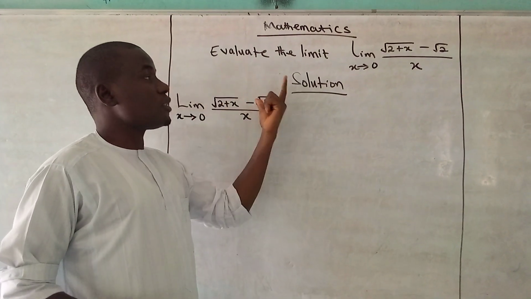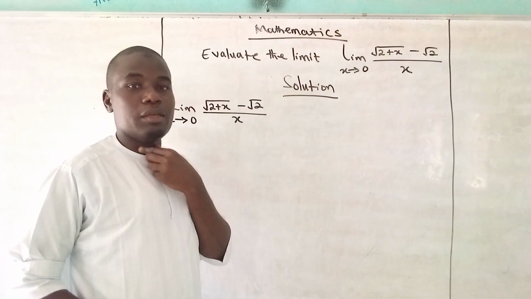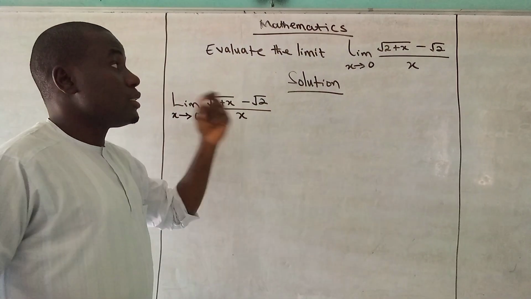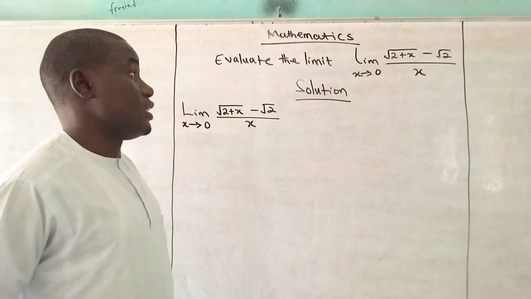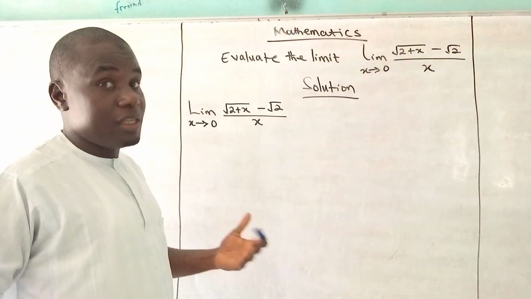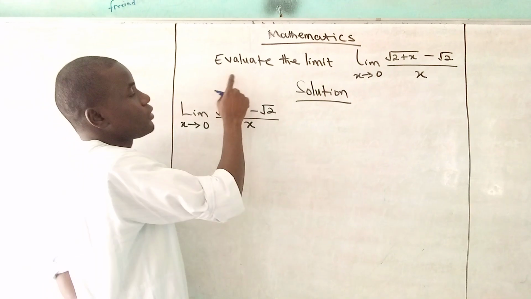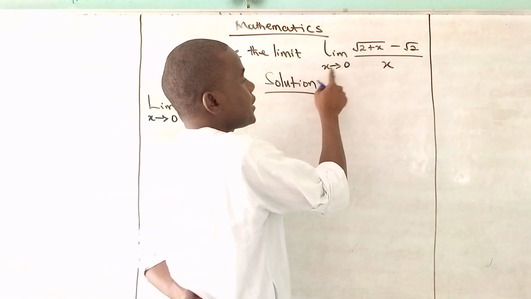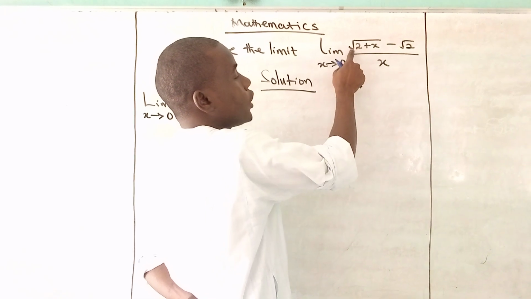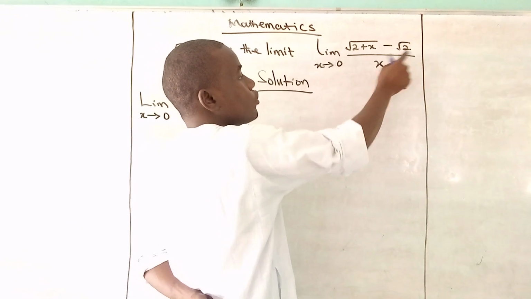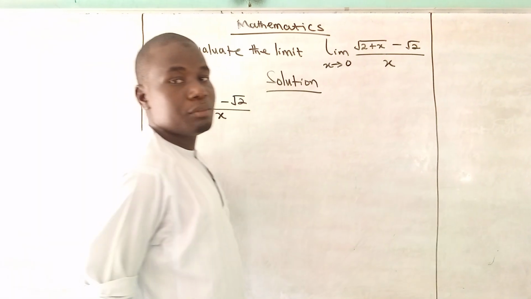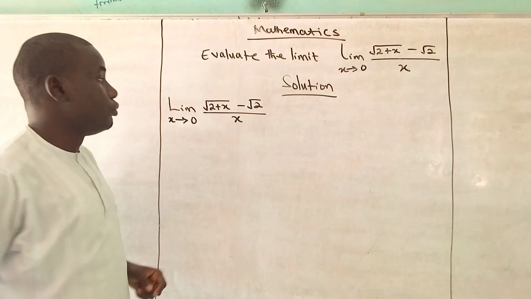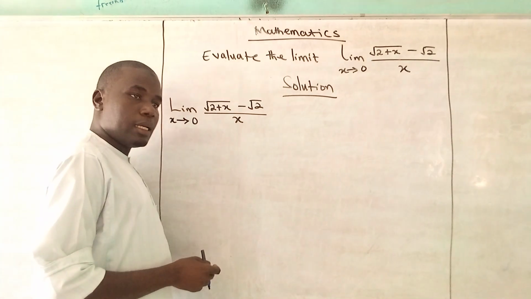So this is problems involving limits. We want to dive into the concept of calculus, so we decided to start with the concept of limits. Problems involving limits. So look at this problem. The problem says evaluate the limit as x approaches 0 of square root of 2 plus x minus square root of 2, divided by x. To simplify the limit, first you must test and see.